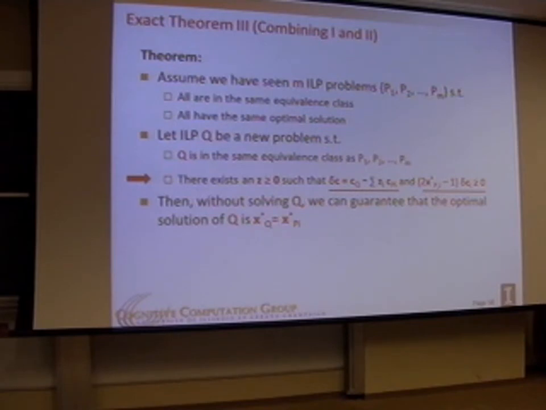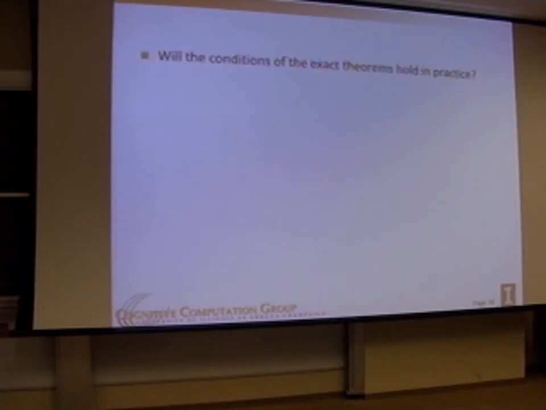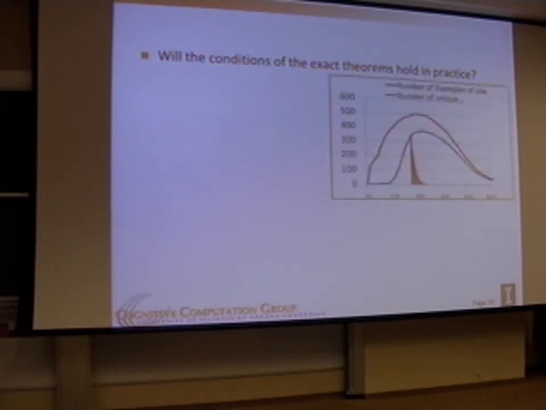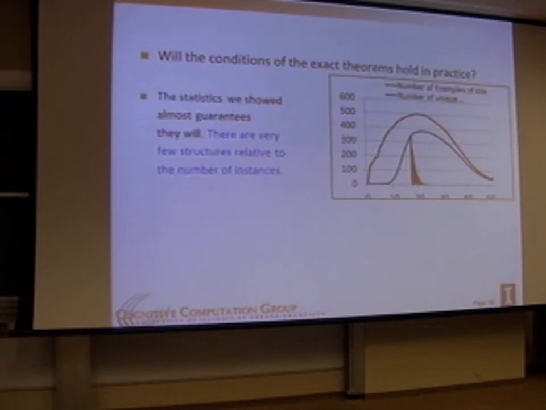So these are really nice conditions, I think, basically an extension of a theory that was known for many years, sensitivity analysis for linear programs. Here we do it for integer linear programs. And the key question is, okay, so you have some theorems. Will the conditions of the exact theorems hold in practice? I want to argue that intuitively, the statistics that I showed before guarantee or almost guarantee that they will.